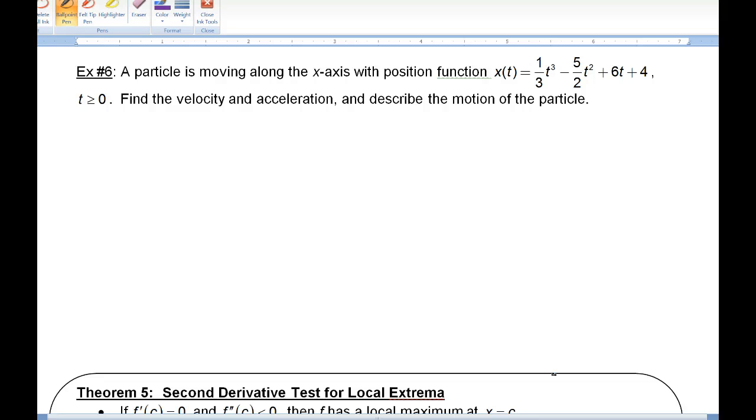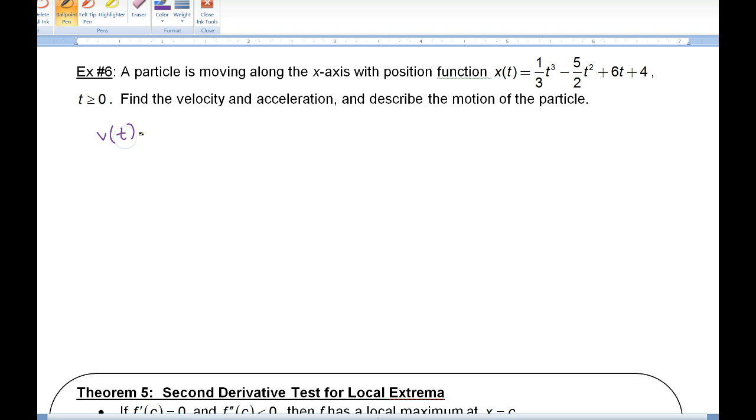Example number 6. A particle is moving along the x-axis with the position function x of t equals 1/3 t to the third minus 5/2 t squared plus 6t plus 4. And t, of course, is greater than or equal to 0. So we want to find the velocity and acceleration and describe the motion of the particle.